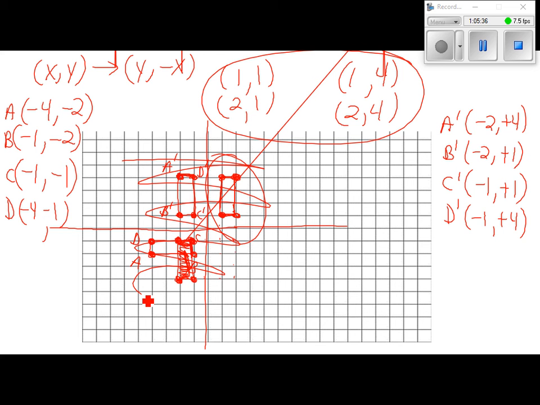Number 8. Which page? Page 10. Number 8 on page 10 says, use scalar multiplication to find the vertices.